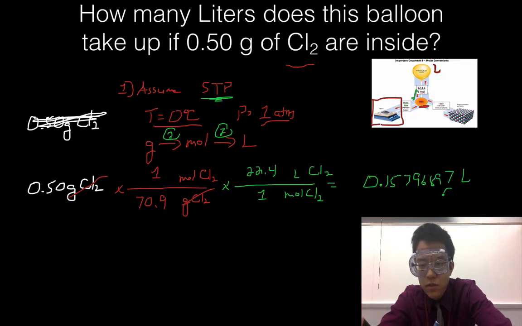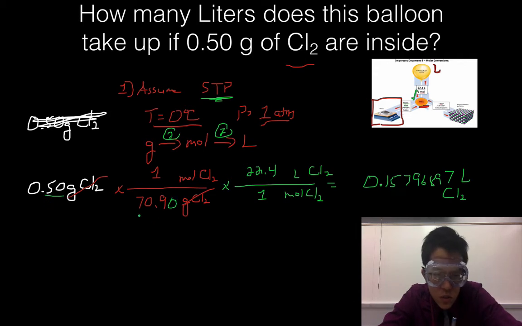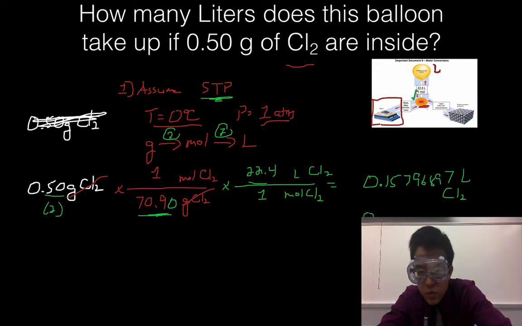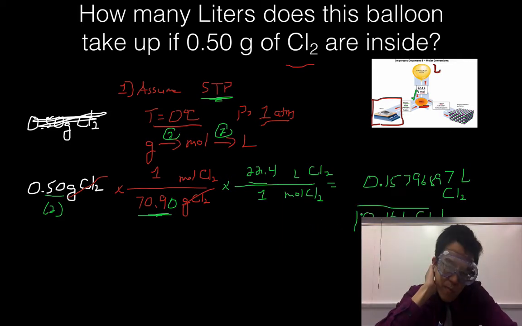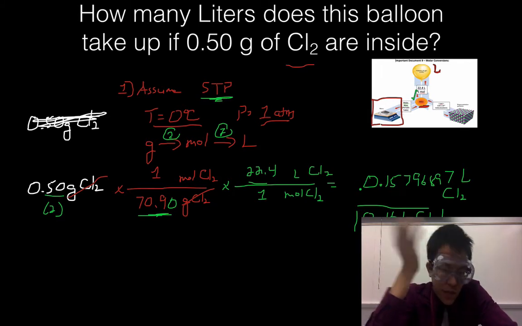That gives me 0.1579687 liters of Cl2. But wait, I have 2 sig figs here. This only has 2 sig figs, so that's at least 0.16 liters of Cl2. Did I do that right? Yeah, okay. So that's not very much.